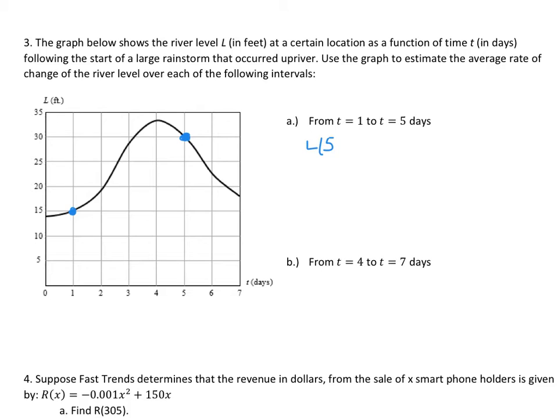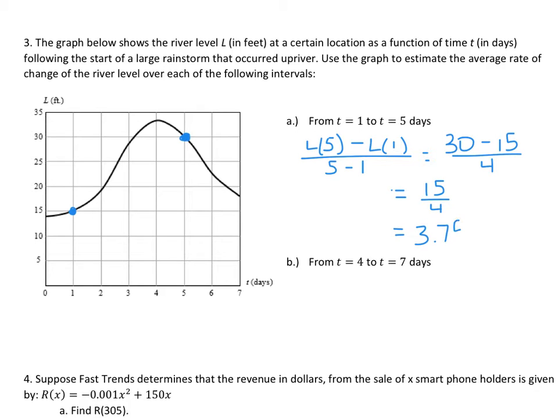So now to calculate the average rate of change, we're going to take L of 5 minus L of 1 divided by 5 minus 1. So here we said L of 5 is about 30 minus L of 1, which is about 15, divided by 5 minus 1, which is 4. So we have 15 divided by 4, which is 3.75 feet per day.